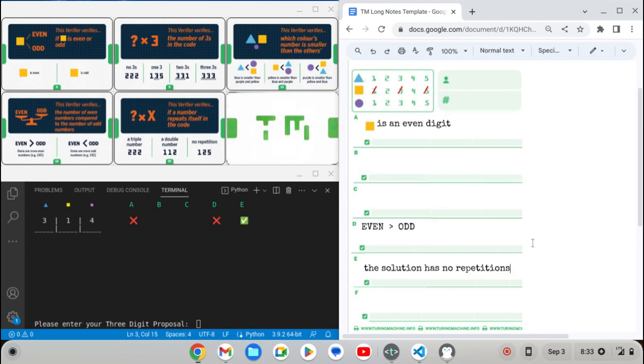And since we know that there are a majority of evens and no repetitions, that means that the solution is going to include, let's see, do I have space here? Let me go to the next line. So we know that the solution is going to have a 2, a 4, and an odd.